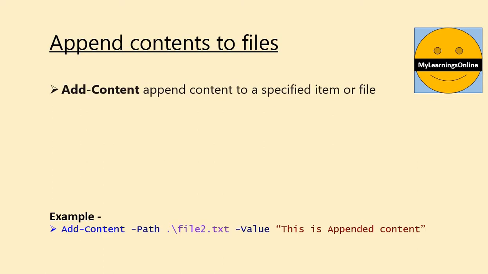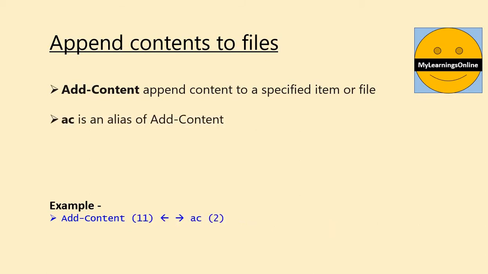We can use the add-content command to append contents to a specific file or item. This command has many parameters that we can use in different ways. In this example, we are trying to add contents to a file specified under the path parameter.